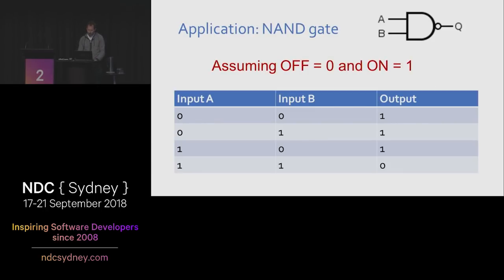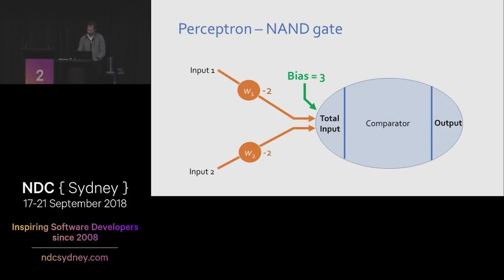So let's see what we can do with this. Let's try and make a NAND gate, a simple logic gate, which has the following truth table if you assign off to 0 and on to 1. So not AND gate. Let's see if we can do that. If we set the bias to 3 and the weights both to minus 2, without laboring through all the examples, that will work perfectly.